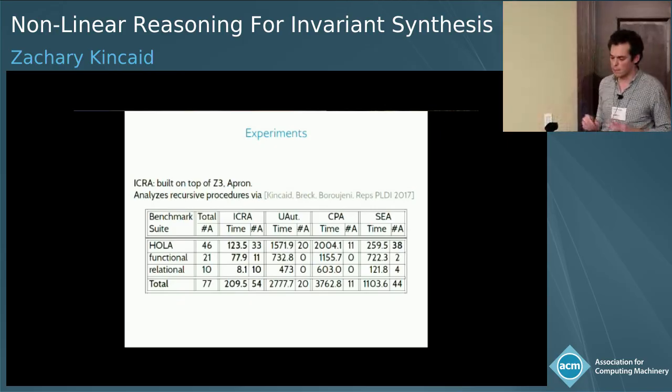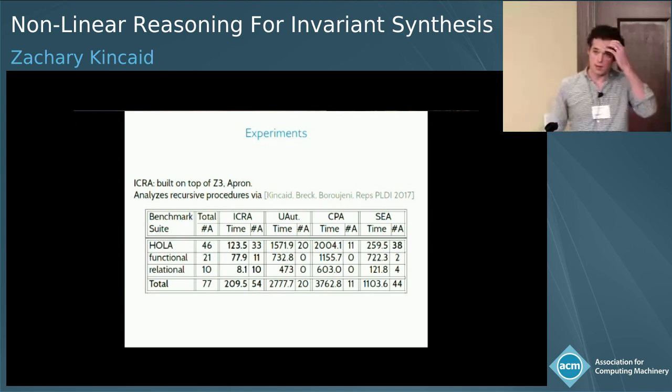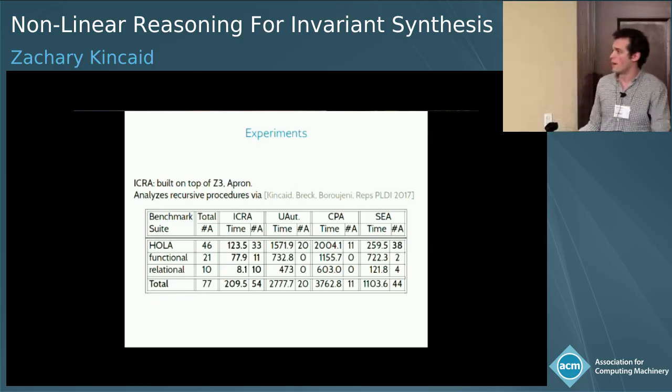Okay, so I've described how to extract recurrences and how to solve them, and here's how it works in practice. So the tool that I'm talking about is ICRA. It was built on top of Z3. It uses Apron for polyhedral manipulations. It analyzes recursive procedures using a technique that we presented at PLDI last year. And we ran it on a set of benchmarks.